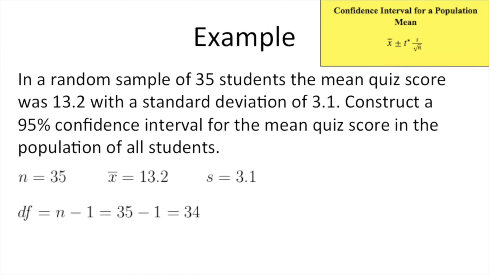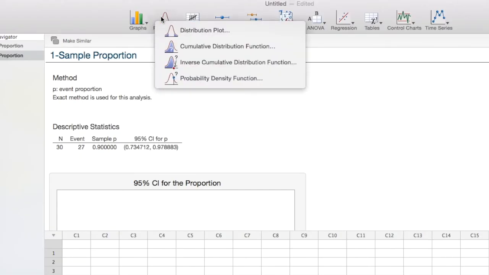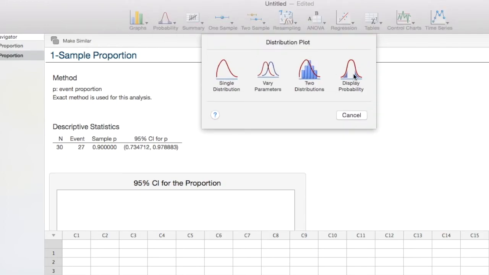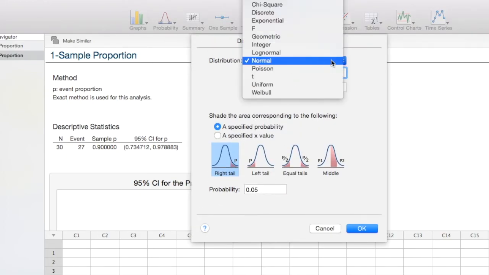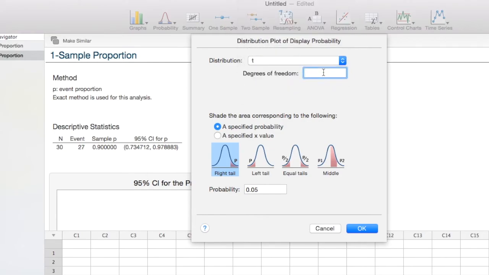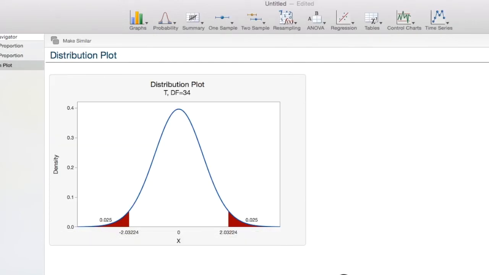We need to construct a t-distribution to find our multiplier. So let's go to Minitab Express to construct that probability distribution. We'll construct a probability distribution plot to display a probability. We have a t-distribution with 34 degrees of freedom. We're conducting a 95% confidence interval. So the middle 95% will be separated from the outer 5%. Here's our t-distribution plot, and our multiplier is 2.03224.